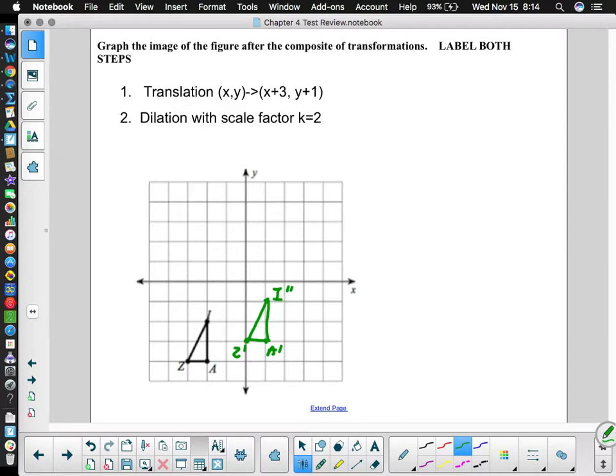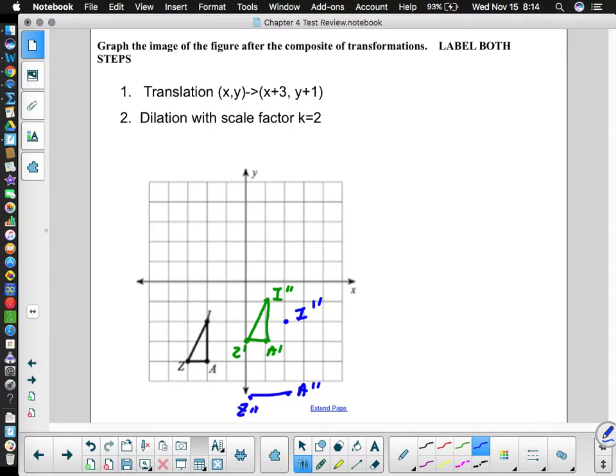And then dilation with a scale factor of 2. So dilation, I primed was at 1, -1, so I double primed will be at 2, -2. A primed is at 1, -3, so A double primed is going to be at 2, -6. So we're a little bit off the scale here. And Z double primed is at 0, -3, so 0, -6.